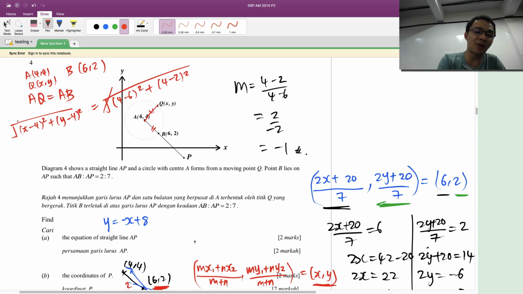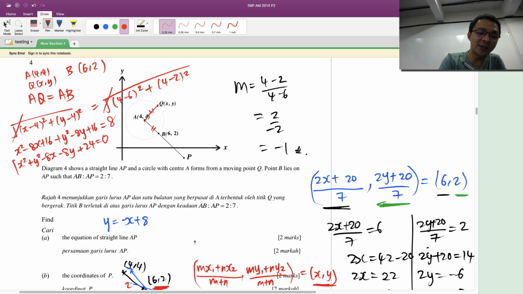Definitely the square root and square root we can cancel out, and then we expand here. This will be x squared minus 8x plus 16 plus y squared minus 8y plus 16 equals to 2 squared is 4, 2 squared is 4, 4 plus 4 is 8, equals to 8. Then you move the 8 to the other side, so you get x squared plus y squared minus 8x minus 8y, 32 minus 8, you get 24, plus 24 equals 0. This will be the locus of Q.